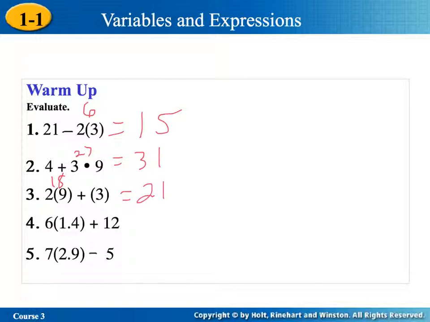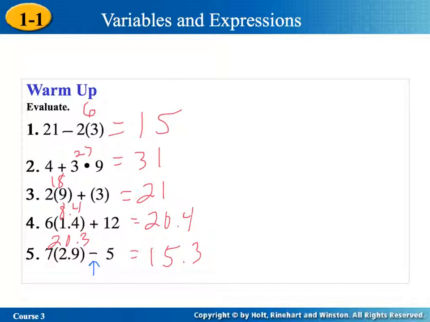Now we get to deal with a little bit of decimals. Don't forget that it is essentially the exact same thing when you're multiplying decimals together. So you take 6 times 1.4, which is 8.4. Then you add 12, and that's going to be 20.4. Number 5 is very similar to number 4, except this time we have a little subtraction. We take 7 times 2.9 to start off with, and you get 20.3. We now take that 20.3 and subtract 5, and we get our answer of 15.3. So there's our first 5 warm-ups.